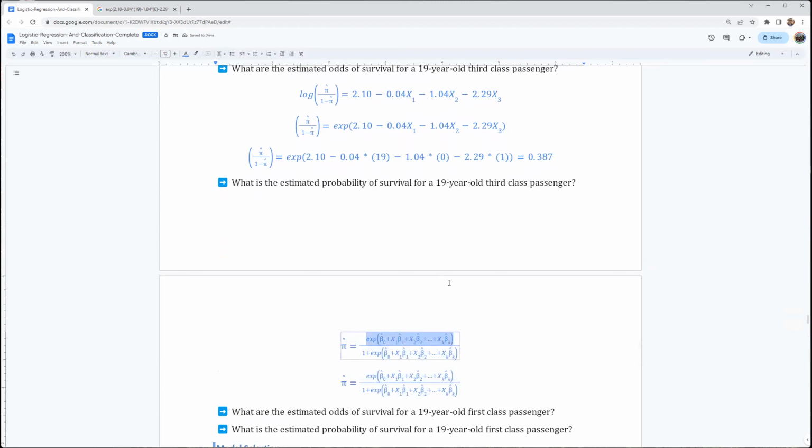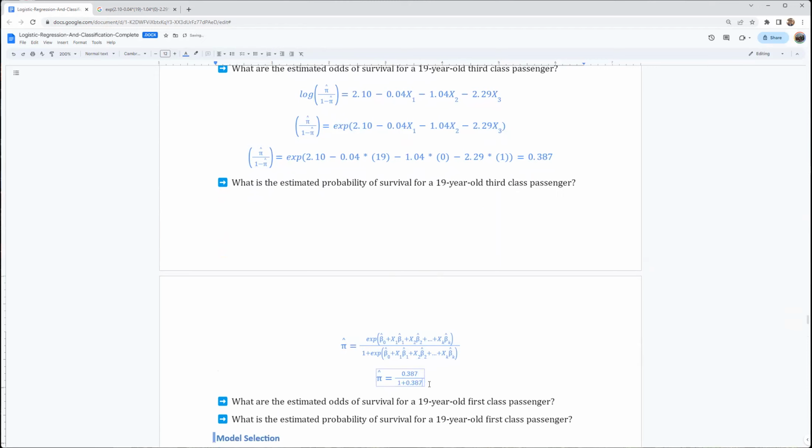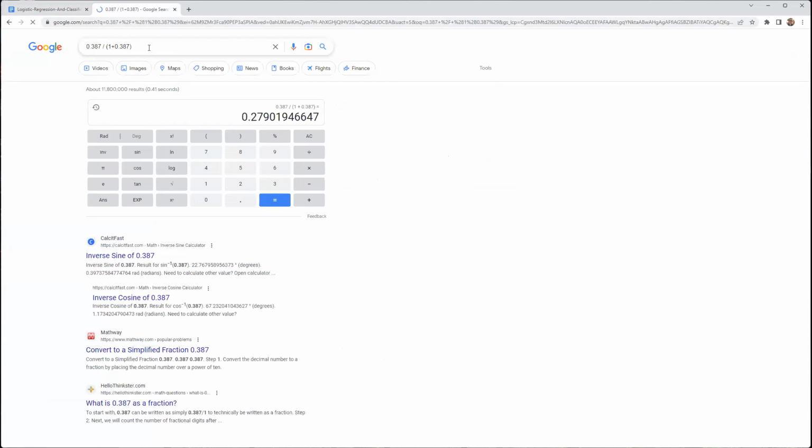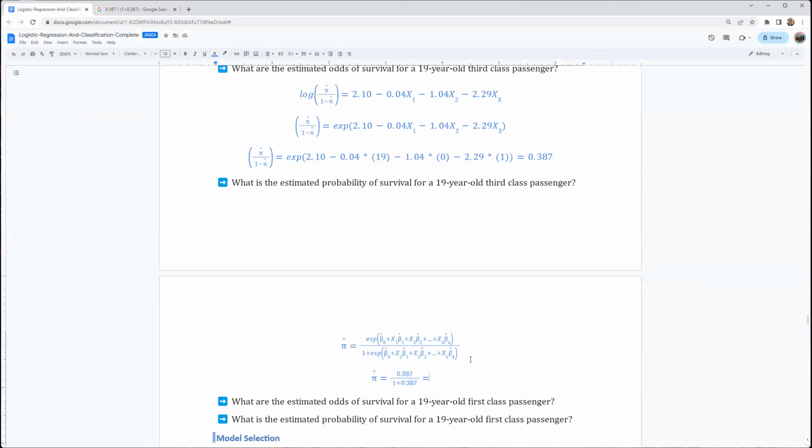This is the odds, right? This is e to the linear predictor. We saw that the linear predictor was this. So we can substitute in here for that, and then we get that result. Not sure if Google can handle this, but we gotta make sure we add in our parentheses. About 0.28. So that's what we estimate the probability of survival of a 19-year-old third-class passenger to be. It's not looking great.